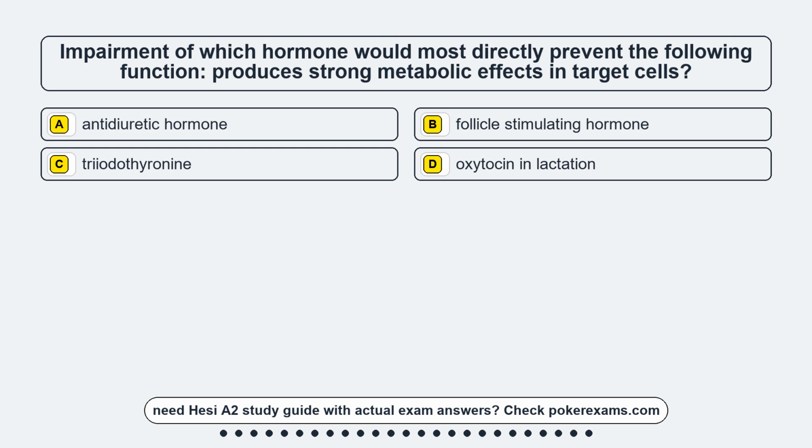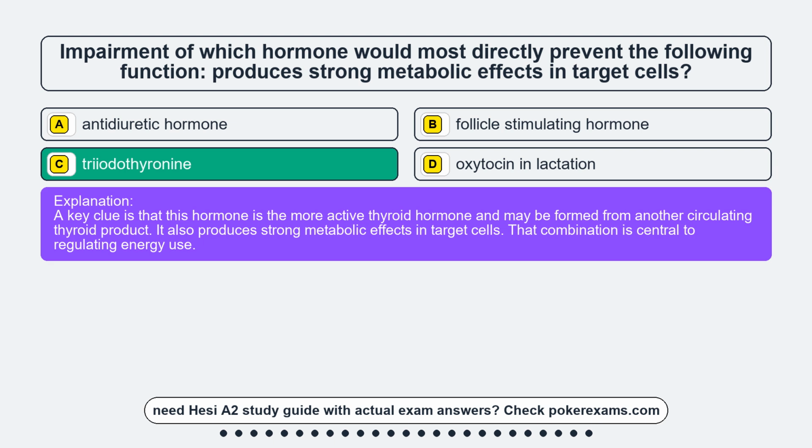Question 22. Impairment of which hormone would most directly prevent the following function, produces strong metabolic effects in target cells? Option A, antidiuretic hormone. Option B, follicle-stimulating hormone. Option C, triiodothyronine. Option D, oxytocin in lactation. The correct answer is option C, triiodothyronine.